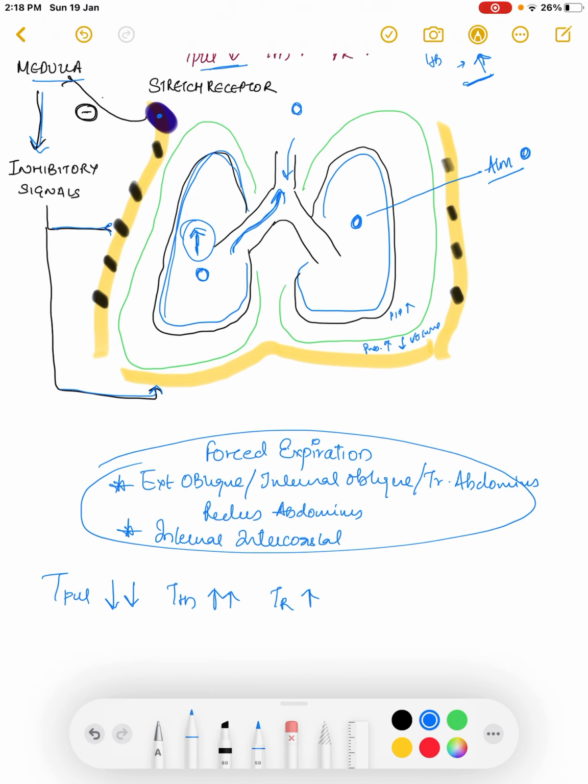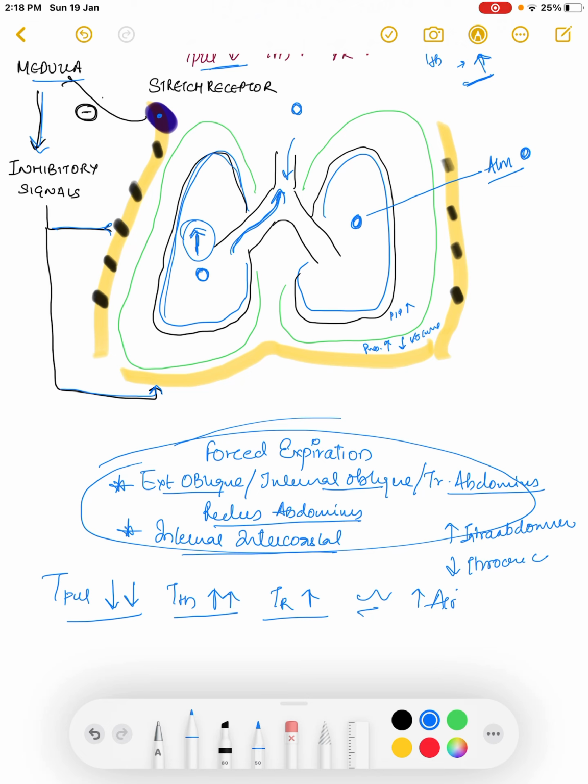Now what happens in forced expiration? In forced expiration, the muscles involved are the external oblique, internal oblique, transversus abdominis, rectus abdominis, and the internal intercostal muscles. These muscles all together contract and increase the intra-abdominal pressure. Once the intra-abdominal pressure increases, it causes more decrease in the thoracic cavity, which causes more decrease in the transpulmonary pressure, more increase in the transthoracic pressure, and more increase in the respiratory pressure. Together, more air will be exhaled out.